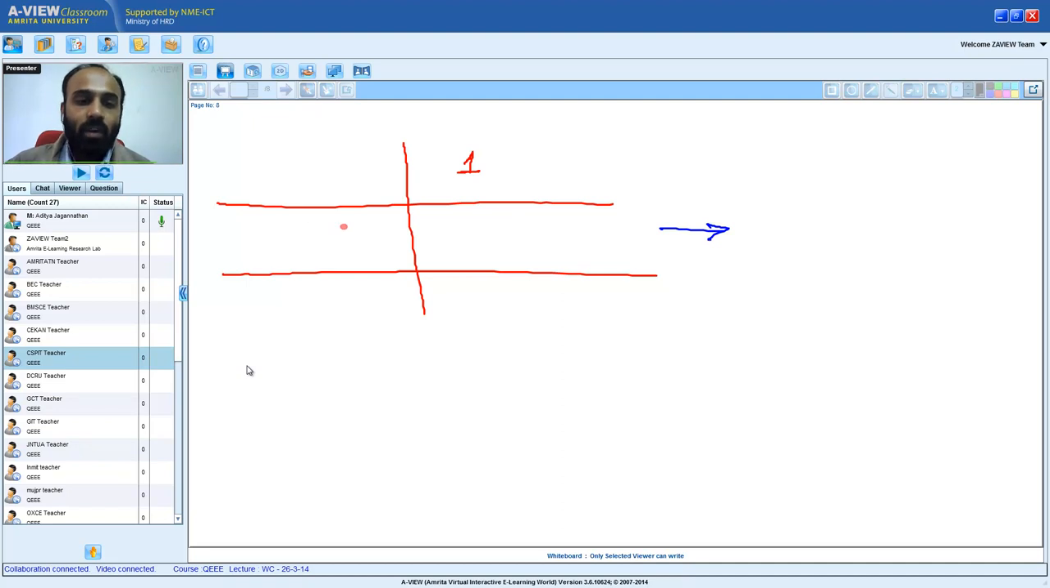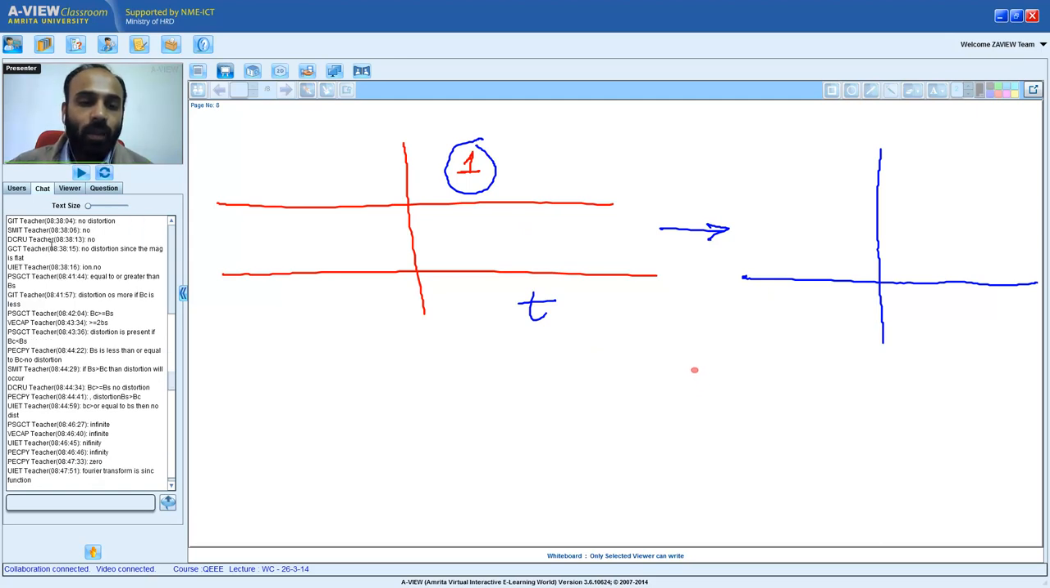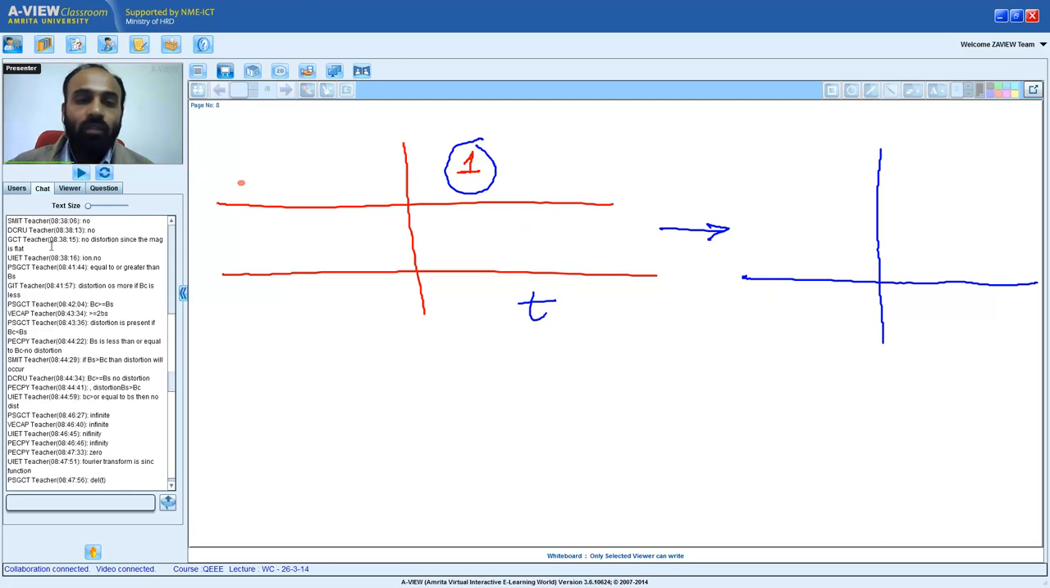Yes, coherence bandwidth is 0. Why is the coherence bandwidth 0? If I plot the frequency response, how will it look? If h(t) is unity for all time, what is the frequency response? The frequency response is a delta function.